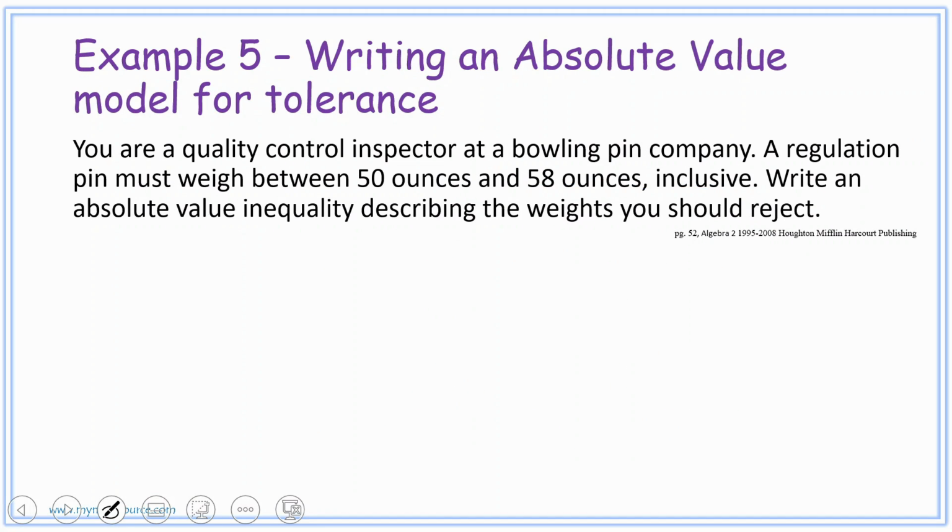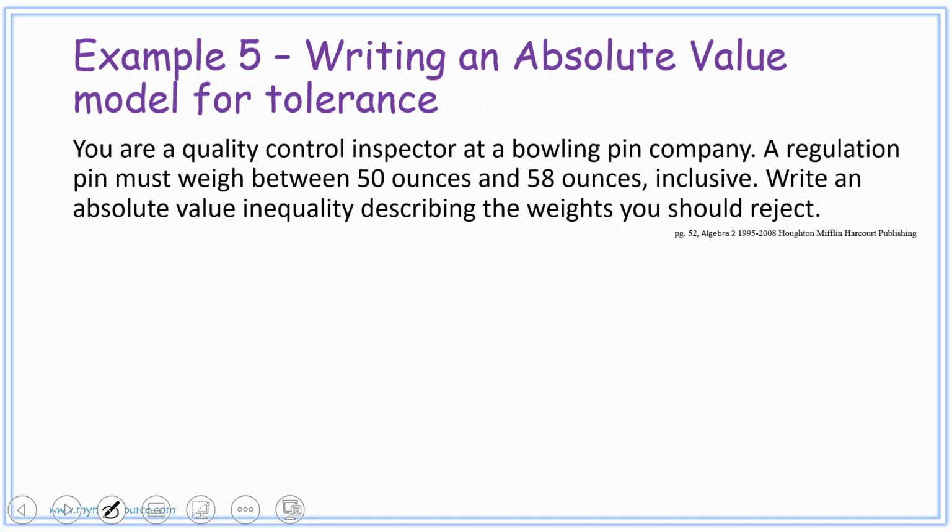All right, let's look at another one here, writing an absolute value model for tolerance. So this one is the opposite. It's where we have some information, and this one's straight from the book, I believe, and we're going to actually come up with an inequality. So you are a quality control inspector at a bowling pin company. A regulation pin must weigh between 50 ounces and 58 ounces, inclusive, meaning that you're going to include those values, 50 and 58. Write an absolute value inequality describing the weights you should reject.